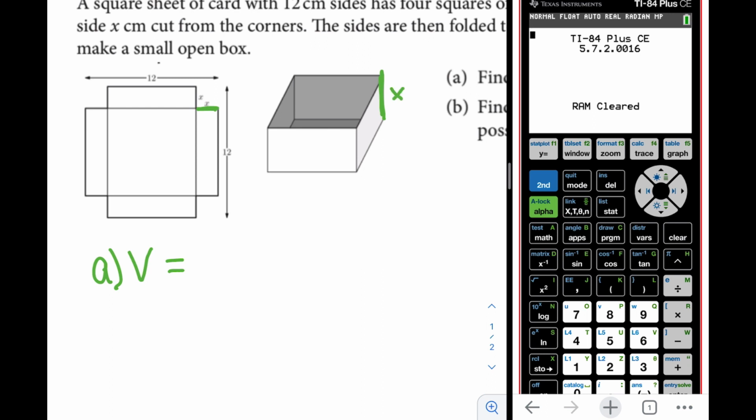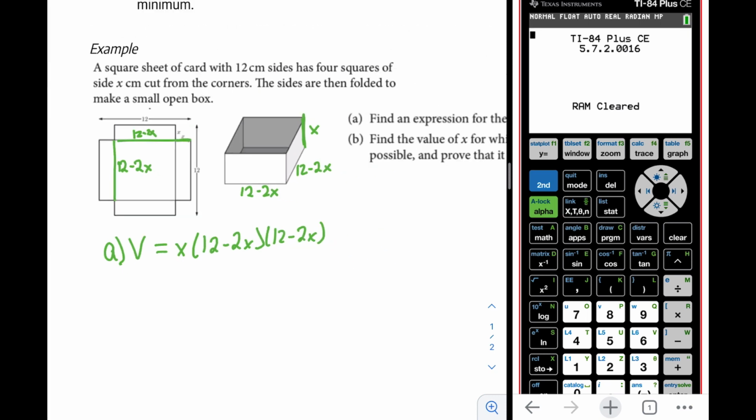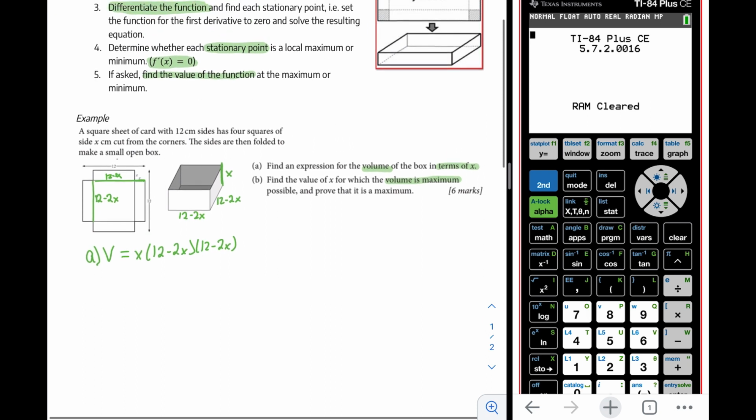Next, if we talk about this side of our box, this side is going to be 12 minus x minus x. So we're going to have 12 minus 2x, which is actually the same as the other side, 12 minus 2x. Okay, so we have our height and our width of our box. So the volume is going to be x times (12 minus 2x) times (12 minus 2x). Awesome. Now that we have a function, we need to do step 3, which is to differentiate our function.